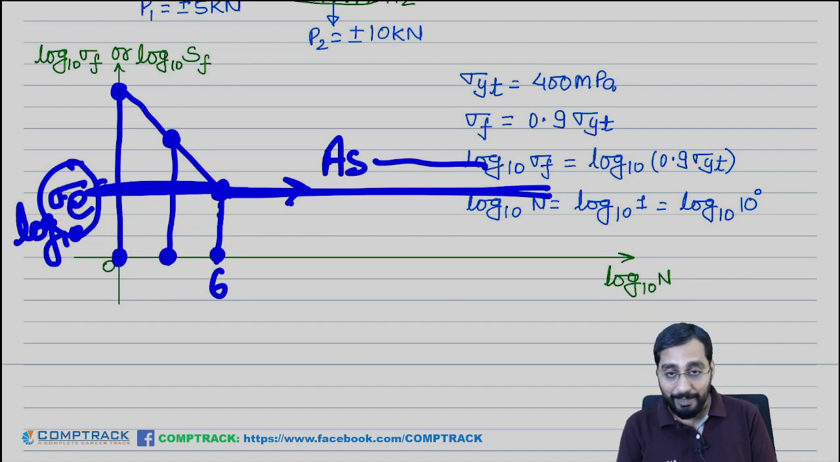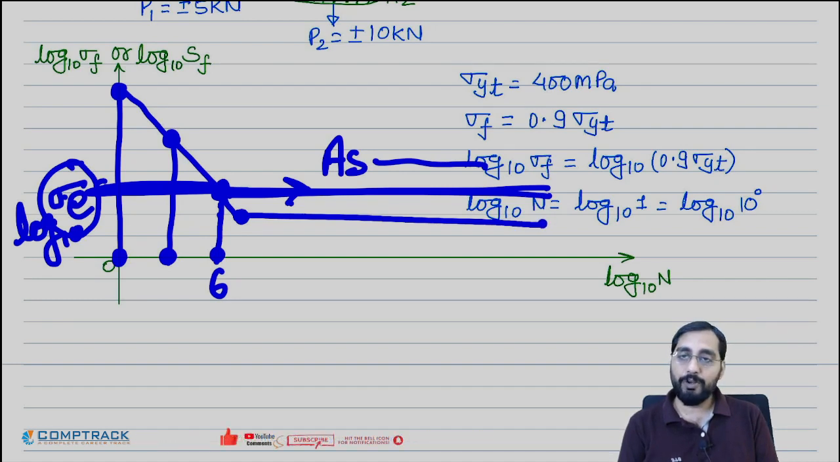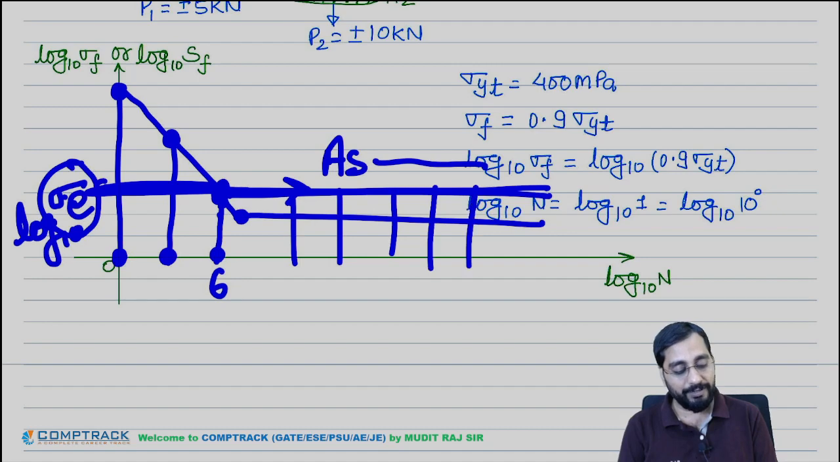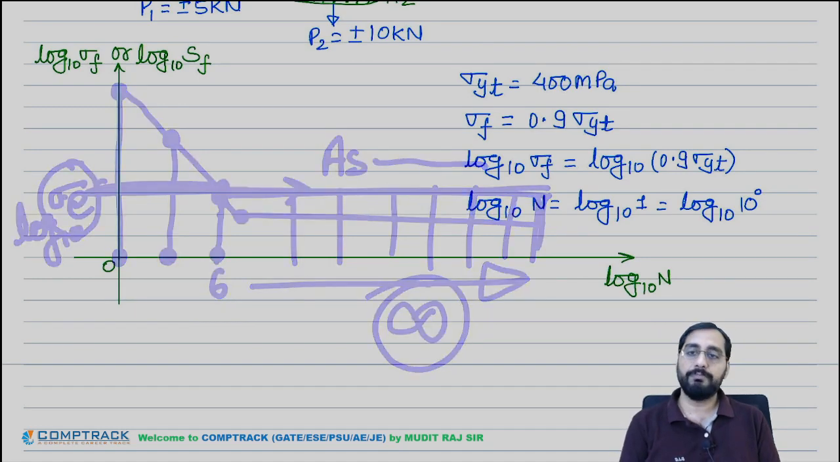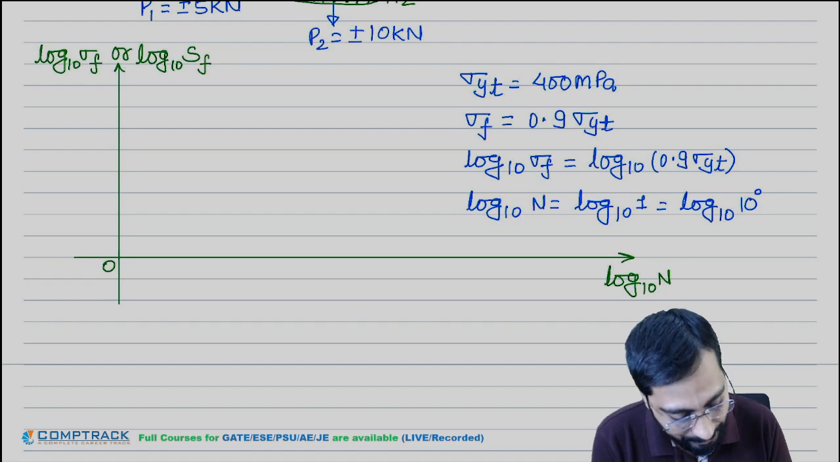If you are applying a stress less than this, okay, let's say this stress you are applying, so always it will be like this. The number of cycles will be infinite. If you apply anything less than this, the number of cycles will always be more than 10 to the power 6, meaning the material will complete nearly infinite cycles. Is that clear? So here the graph will start like this.